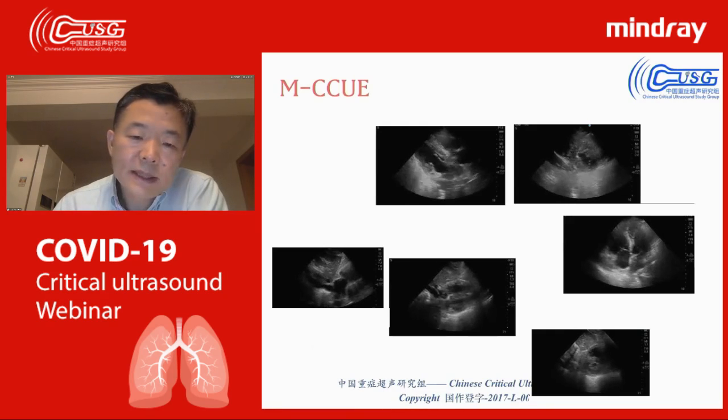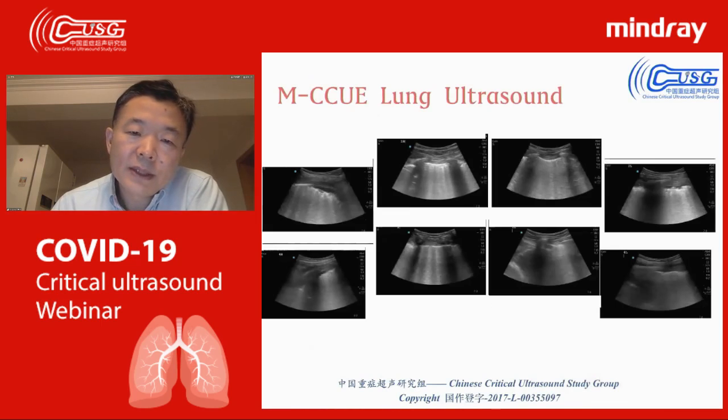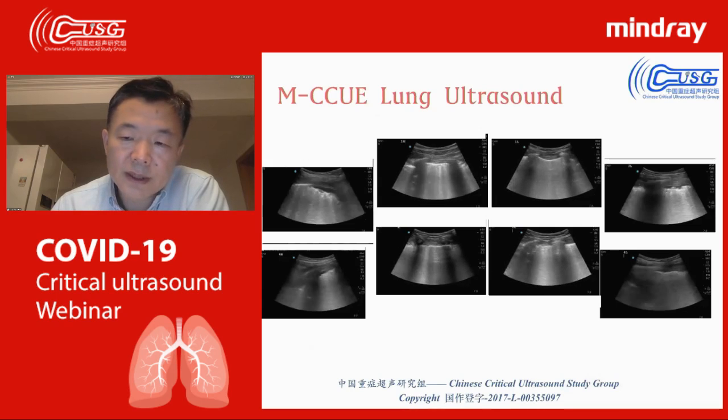And let's see the lung ultrasound. They also use the modified CCUE examination. You see the 8 area examination. You see confused B lines. The lung sliding is a little bit limited, and in the lateral part, you see pleural effusion, and under the pleural line, you see a little bit of consolidation in this area.